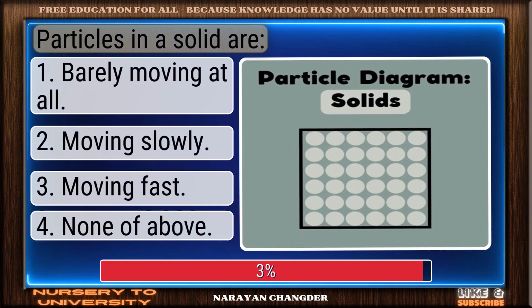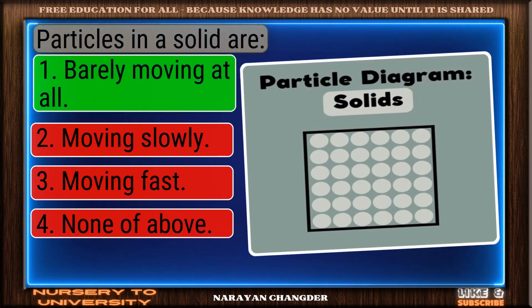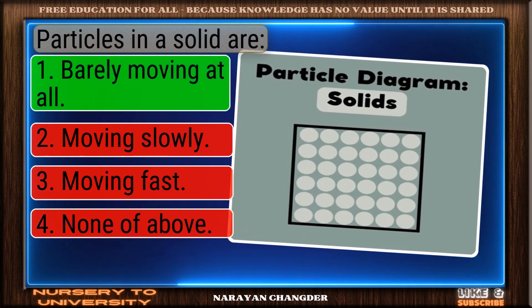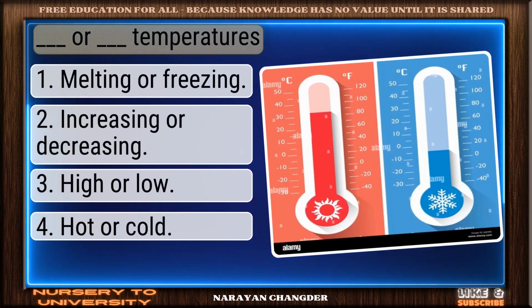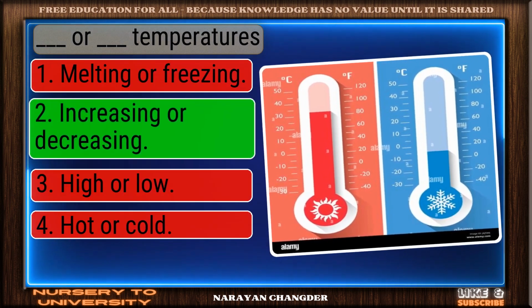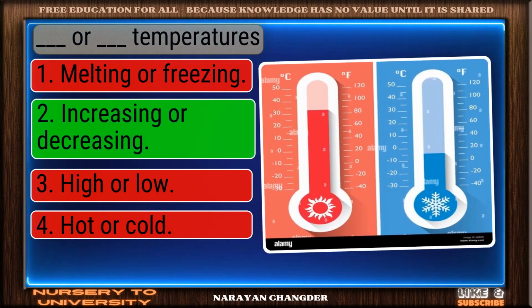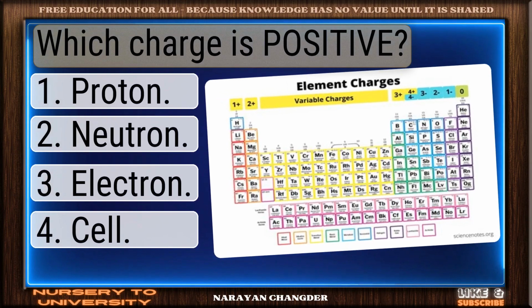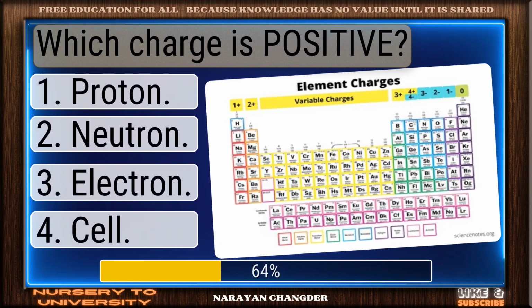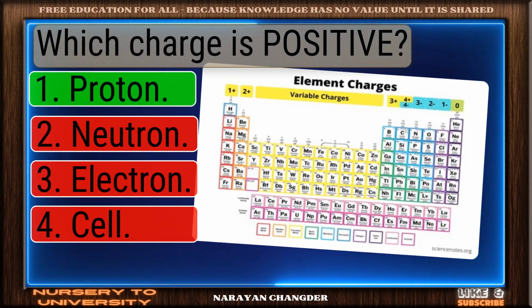Particles in a solid are. Great job. Barely moving at all is the accurate answer. Dash or dash temperatures? Smart move. Increasing or decreasing is an accurate answer. Which charge is positive? Right choice. Proton is the best answer.